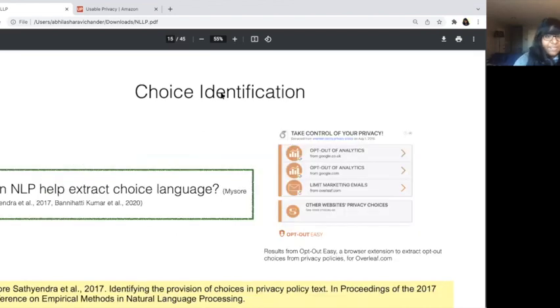Two representative works in this space aim to use NLP techniques to extract choice language. This is work led by Kantashi Satyendra and Vinay Kumar. The success story here is that these techniques have actually become very accurate. The paper led by Vinay Kumar reports that they are able to identify 90% of the choices available to users. And they actually have a browser extension that's available for Chrome and Firefox users. It's called Opt-out Easy, and it can be downloaded.